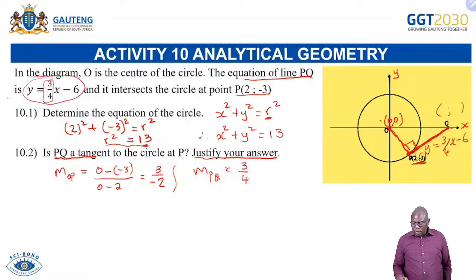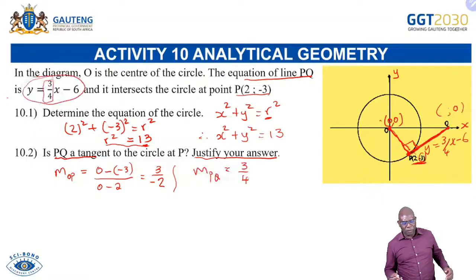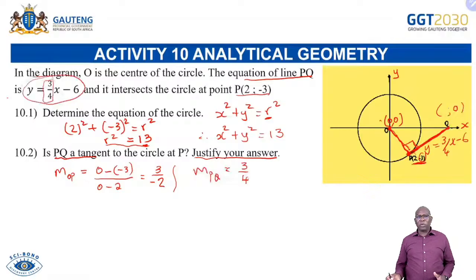I can still go and get the coordinates of that point by substituting the y value by 0 and so on. But why do I have to do that? Because the equation is given, the gradient is given.